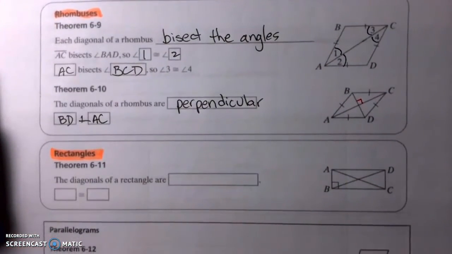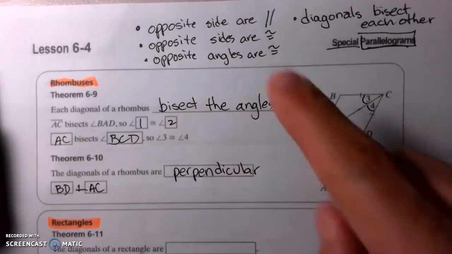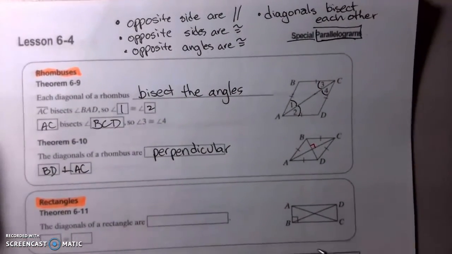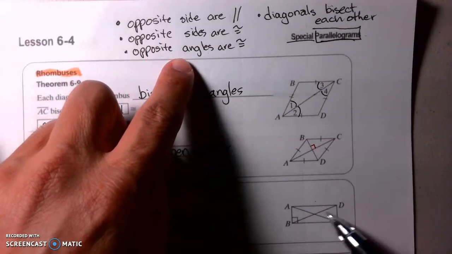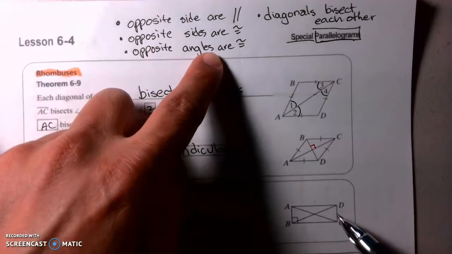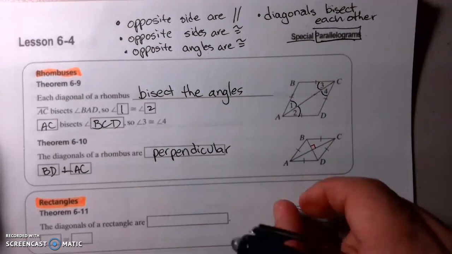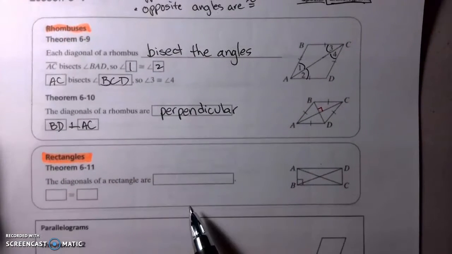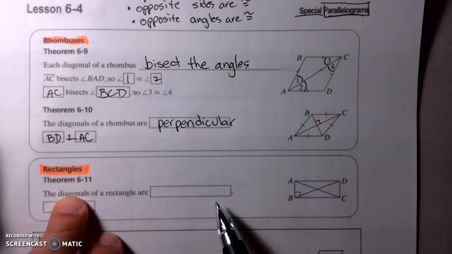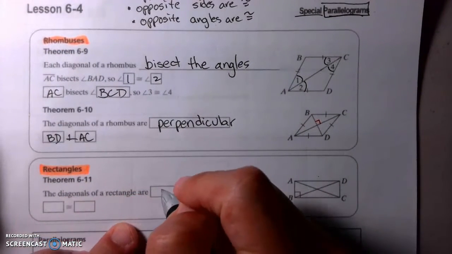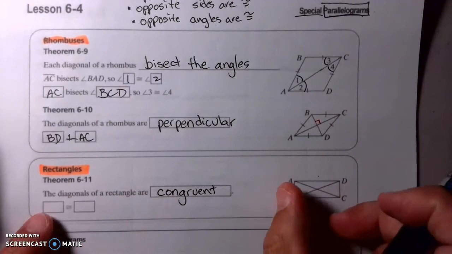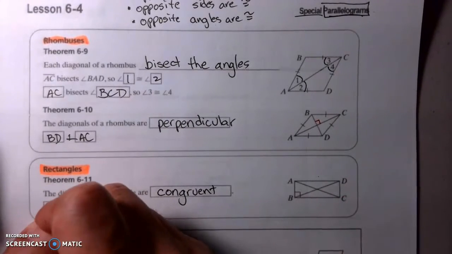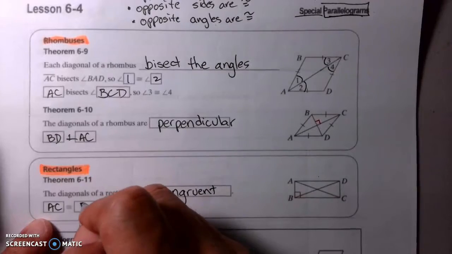Okay, for a rectangle, a rectangle has all the properties of a parallelogram. Of course, opposite sides are equal, and they're parallel. Opposite angles are equal. In fact, they're all 90 degrees. And the diagonals would bisect each other. But there's one other thing about a rectangle. The diagonals are congruent. They actually have the same exact length. So in this picture, AC from one corner to the next is equal to BD.